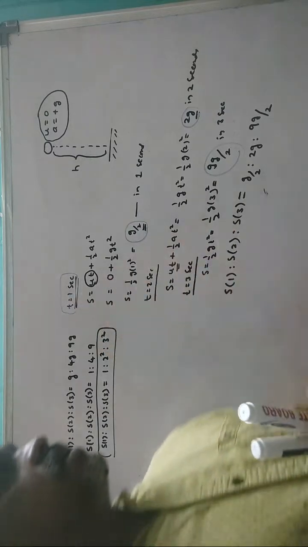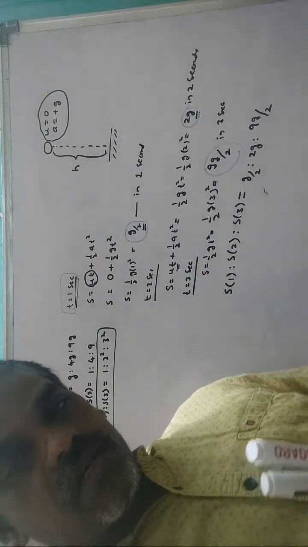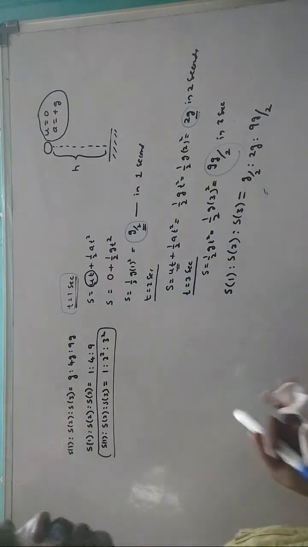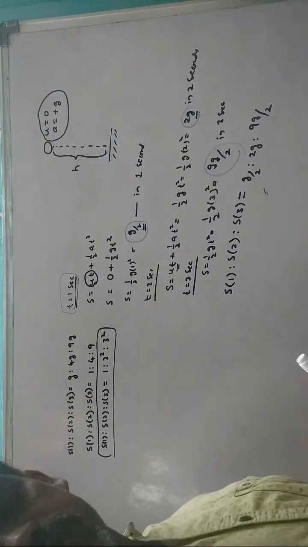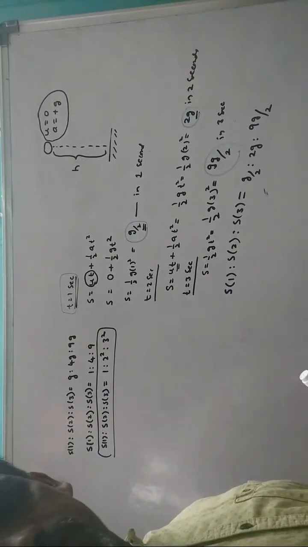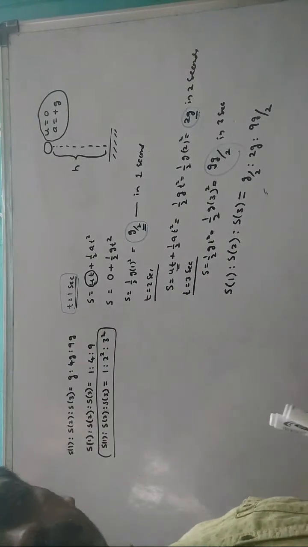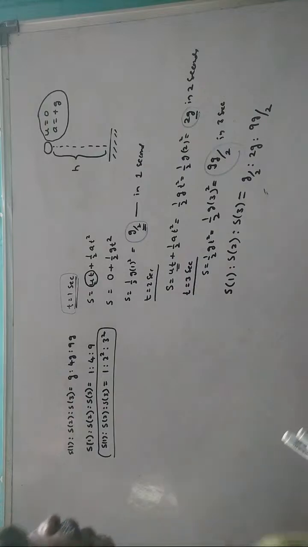In the first second, in the second second, the ratio is 1 is to 3 is to 5. Just copy it. After copying, message me yes or no.